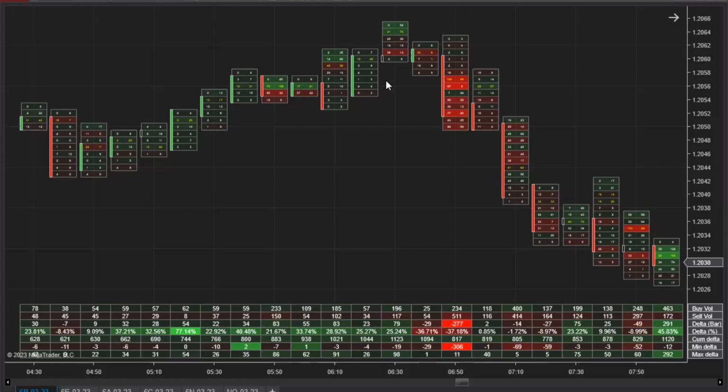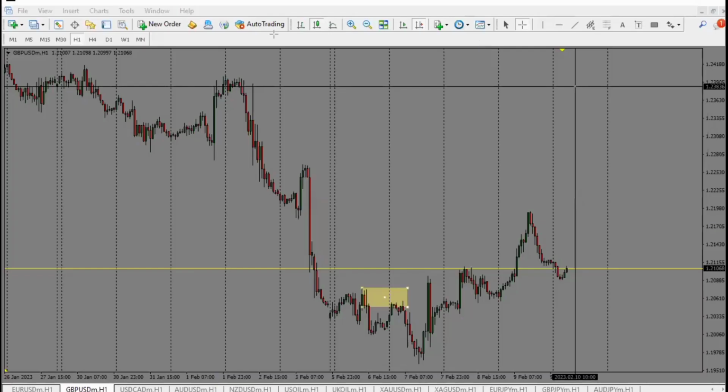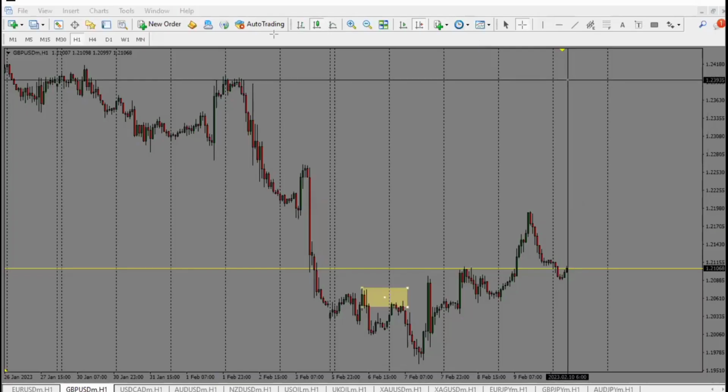Now I'm going to be walking you through some good examples, very good ones. You can also check your charts and confirm along with me. Let's start with GBPUSD. All right, so this is GBPUSD.